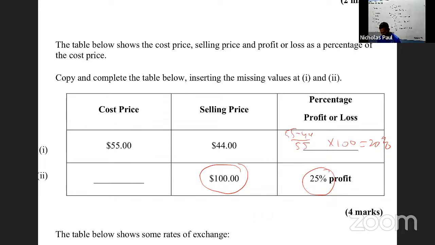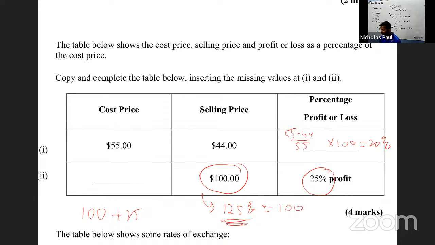25% profit means that this $100 here represents the original 100% plus the profit. Correct? So therefore, 125% is equal to $100. That make any sense? Yeah? No? So your $100 represents your original price, cost price, plus the profit. And the profit is 25%. So it means that that $100 there represents 125%.